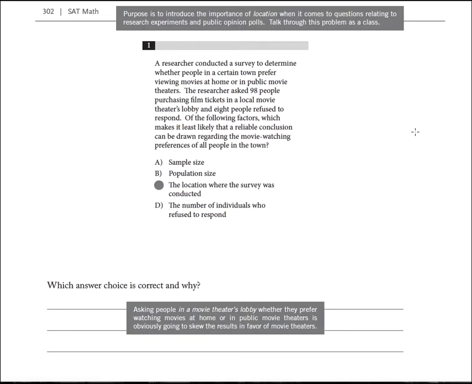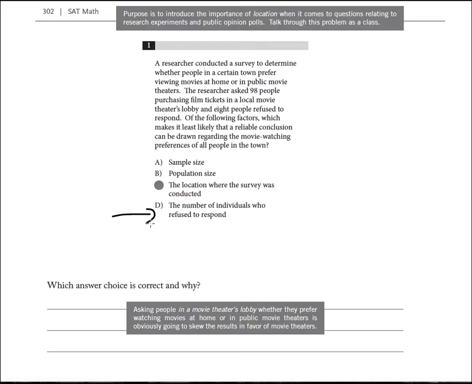Now, some of you might be thinking choice D. So let's take a look at that. Some of you might be thinking, well, couldn't the number of individuals who refused to respond, there were 8 people, couldn't that skew the results and make it less reliable? I suppose that could, but think about it this way.